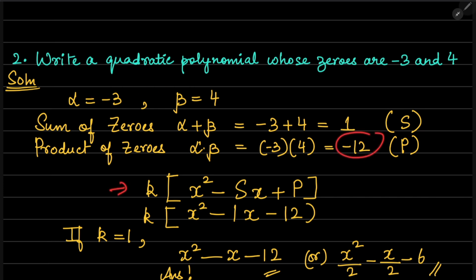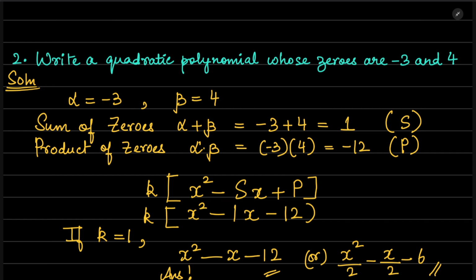And remember this formula: k multiplied by x square minus sum of zeros into x plus product of the zeros. So x square minus sx plus p. If you remember this, you will be able to write or form a quadratic polynomial with the given sum and product of zeros. So this is a very good and important question that is often repeated and has been frequently asked.